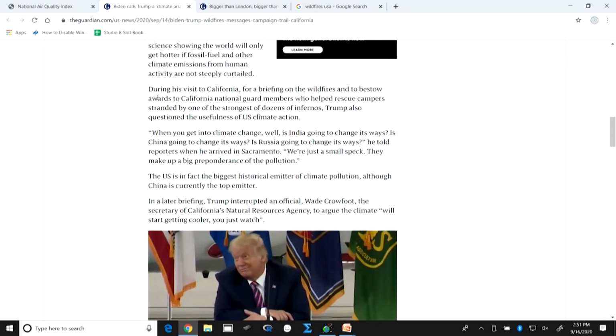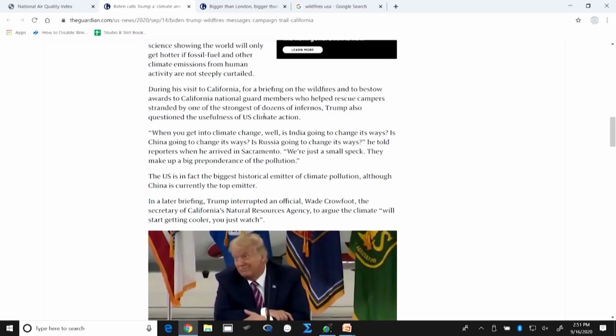Here we have this particular paragraph that I want to highlight. During his visit to California for a briefing on the wildfires and to bestow awards to California National Guard members who helped rescue campers stranded by one of the strongest of dozens of infernos, Trump also questioned the usefulness of US climate action. Please note that on November 4, 2020, the US is set to pull out of the International Climate Pact. Mr. Trump, the president, signed it earlier, but now legally they will be moving out of it on November 4th.